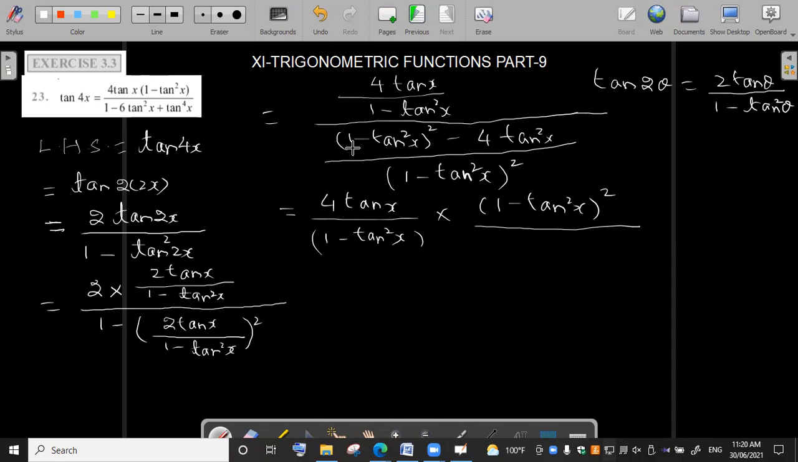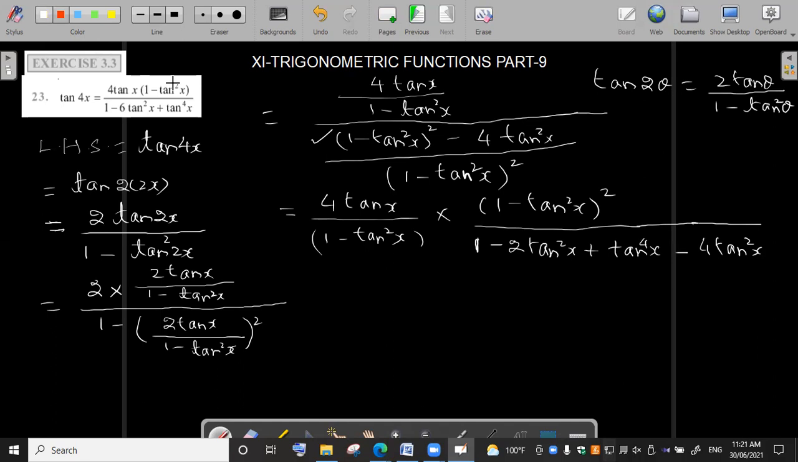So we can solve here a minus b whole square. So a square minus 2ab, that means minus 2 tan square x. I am opening this whole square, plus b square means tan raised to power 4x. You can see the 4x is also coming in the answer, tan raised to power 4x, and minus 4 tan square x, as it is minus 4 tan square x. So only I have opened this a minus b whole square.